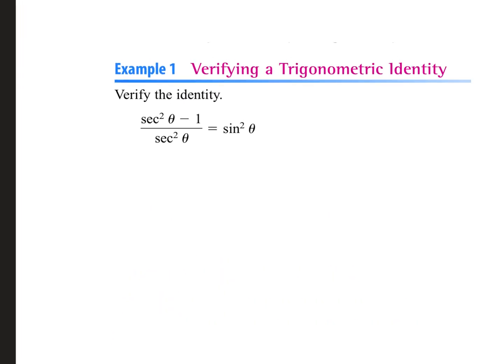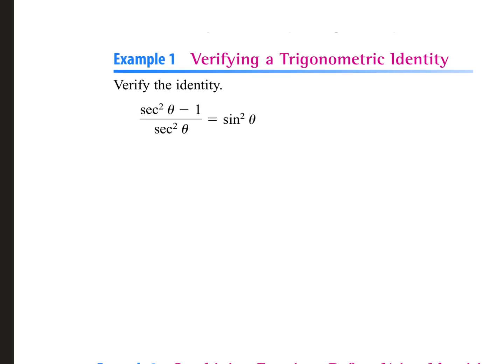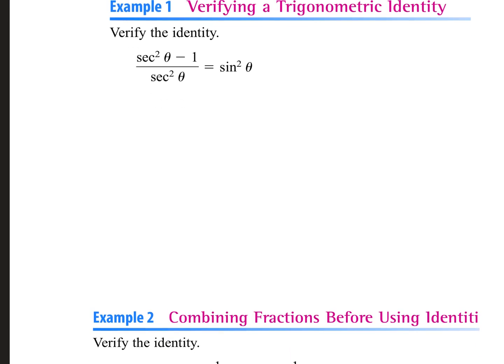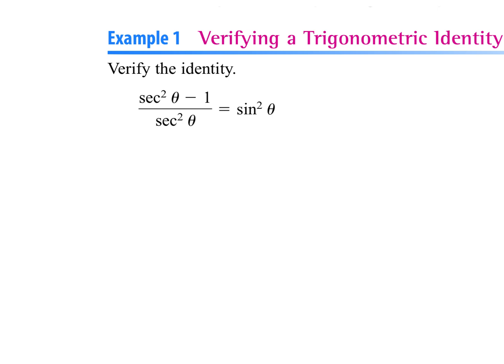So here's what these questions are going to look like. All right, it says verify. You are going to start off with a true statement. Secant squared theta minus 1 divided by secant squared theta equals sine squared theta. So what you're going to do is use your identities, get your identities next to you, and prove that the left-hand side equals the right-hand side. So the first thing we're going to do is make a little T-chart.